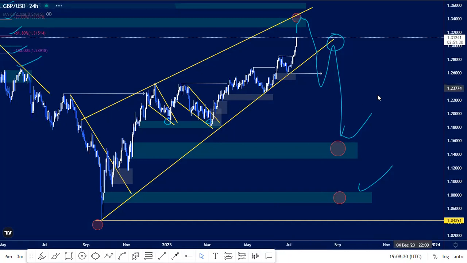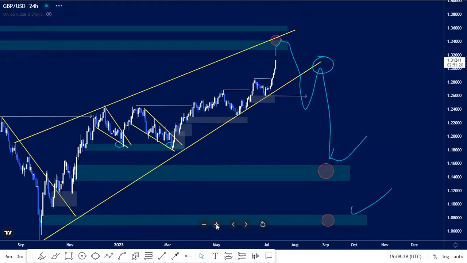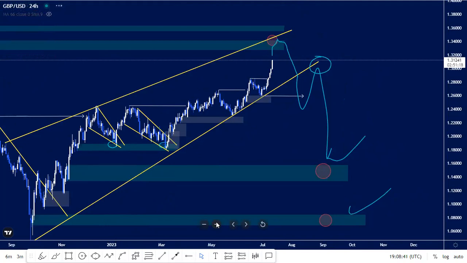On GBP USD, this is an analysis that one can actually follow. Once you have your major levels like this on the daily, just go down to the lower time frame for entry confirmations and other confluences.